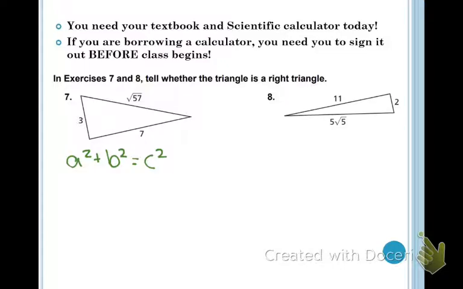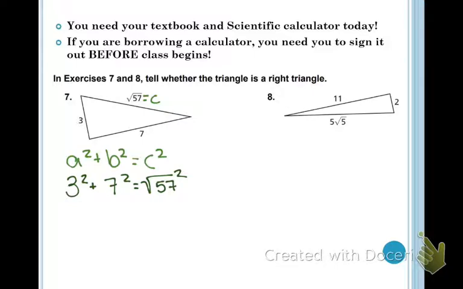So which one of these sides would potentially be c? Yeah, square root of 57. So this one will be c. Make sure you're able to square radicals without a calculator. We're going to have 3 squared plus 7 squared and see if it equals the square root of 57 squared.